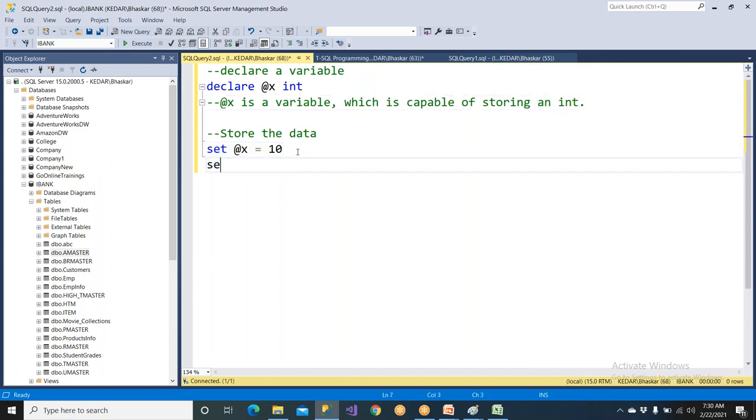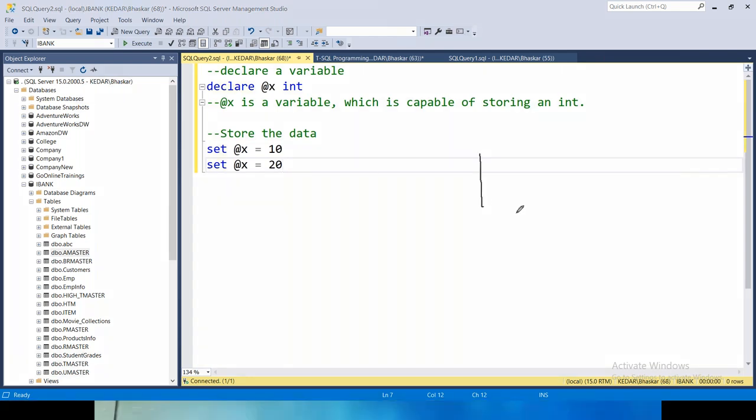Can I give one more value? Why not? Set @X equals 20. What will happen? At that time you had 10, the 10 will get replaced. So you had already, this is your X. Where is X? X is in the RAM. So you had already 10. This 10 will get erased, then 20 will get placed. Clear? So that is the meaning of this. As we know, a variable can store only a single value. Clear? A variable is not your table, right?